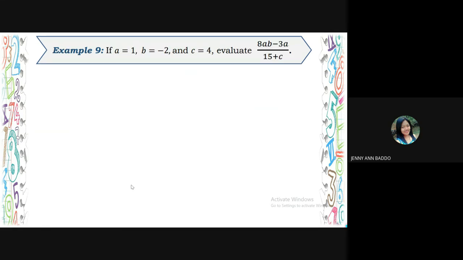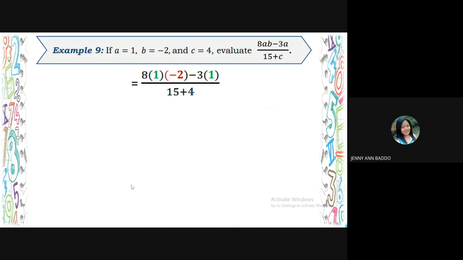Another example. We have three variables here, a, b, and c. A equals 1, b equals negative 2, and c equals 4. We have to evaluate 8ab minus 3a all over 15 plus c. So by substitution, we have 8 times 1 times negative 2, which is the value of b, minus 3 times the value of a, which is 1, all over 15 plus the value of c, which is 4.